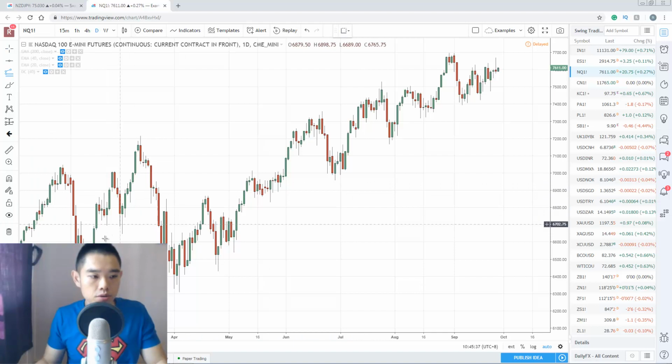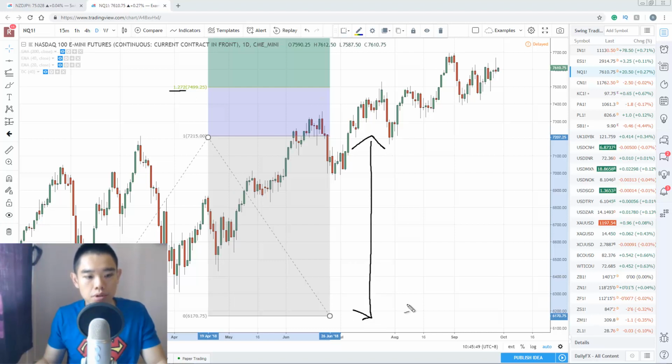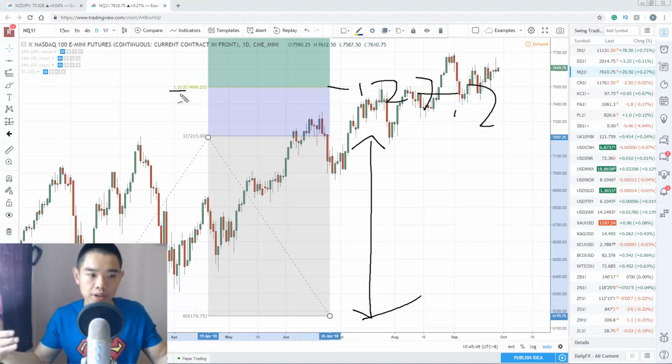This one over here. Let me draw from here to here first to explain how these numbers work. You can see there are a few numbers here. This is the 1.272 here. How this number comes about is, let's say the distance here is 100 points. You just take 100 points multiplied by 1.272, and you get this level over here, which is essentially 127.2. In this case it isn't, I'm just giving a hypothetical example. So that's how you got this level.